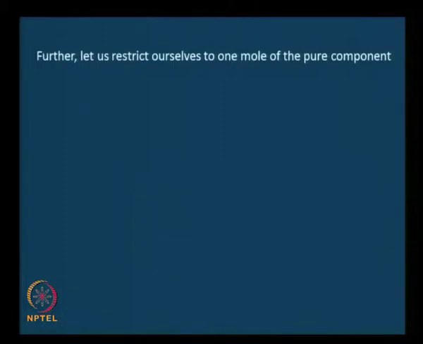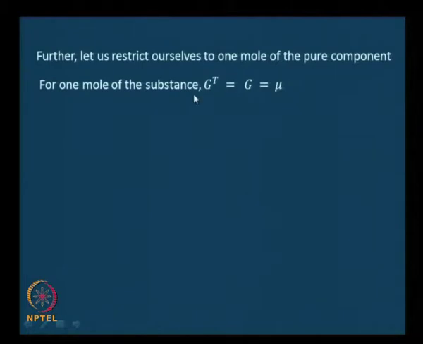We said we are considering only a pure component. Now, let us further restrict ourselves to one mole of that pure component. Please pay some attention to this. This is where we are equating Gibbs free energy and chemical potential under these conditions. So, it is good to pay some attention to this. For 1 mole of the pure substance, Gt, which is the Gibbs free energy of the closed system, would become equal to the molar value G, and from the definition dou Gt dou ni being equal to mu, you can actually say that this is equal to mu under the conditions that we are considering.